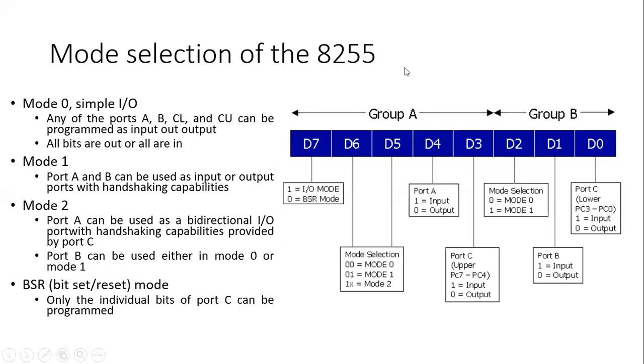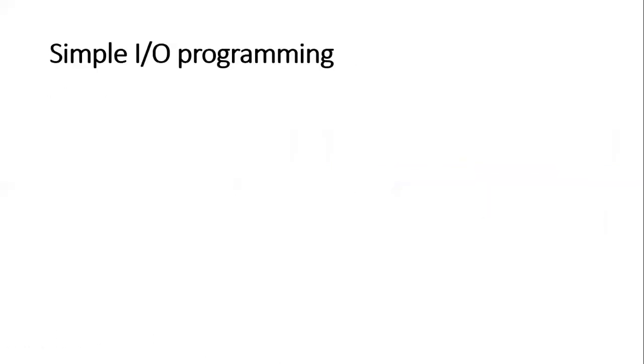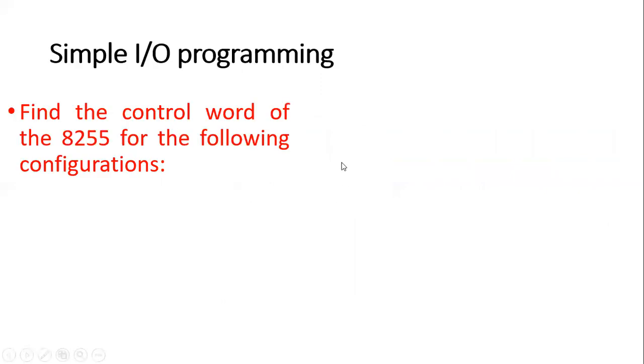So we have discussed so far what an 8255 is, what the ports of 8255 are, how to select the ports, and also how to select the modes of operation for the 8255 and for the ports as well. With this understanding, now let us go on to discuss simple in-out programming concepts. So let us find the control word of the 8255 for the following configuration. As I told you, to use 8255, we have to use a control word.